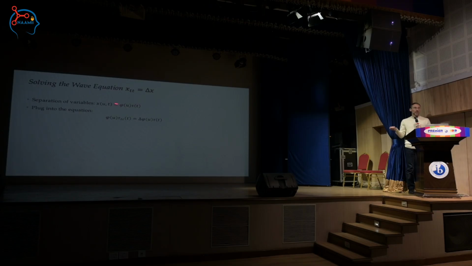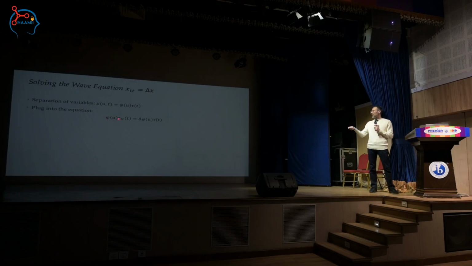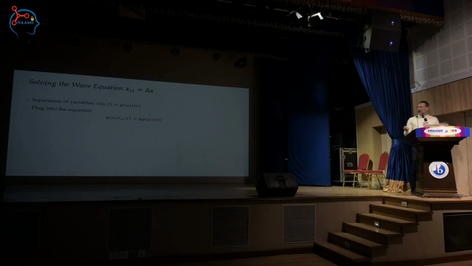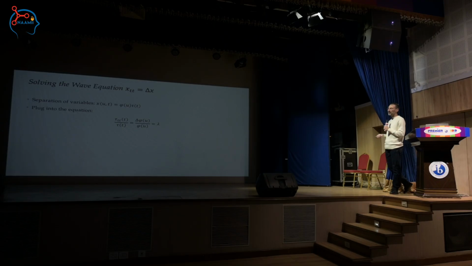We do separation of variables. So we assume that the solution, which has two variables, the position and the time, I can write as a product of a function that depends only on the space and a function that depends only on the time. Okay? If I plug it into the equation, I have phi times the second derivative of tau, equals the Laplacian of phi multiplied by tau, right? So let me rearrange it, so I will divide everything by tau and phi. So I have these ratios that are equal, and this is true for every t and every u. So it's constant. And I call this constant by a name. I call it lambda, and I hope you will see why we call it lambda.